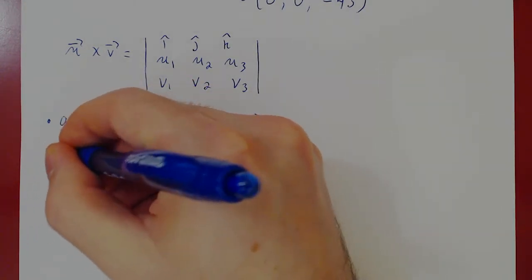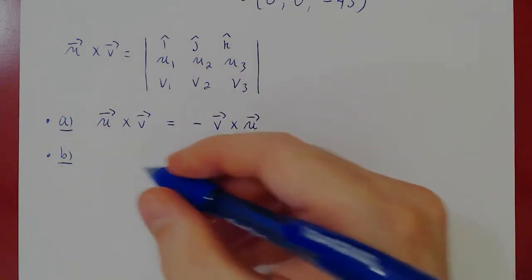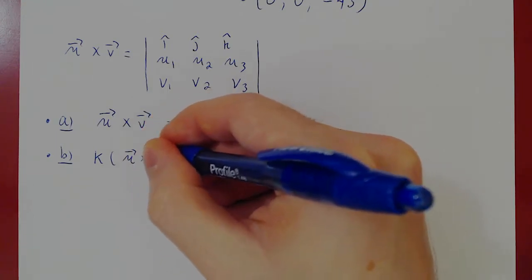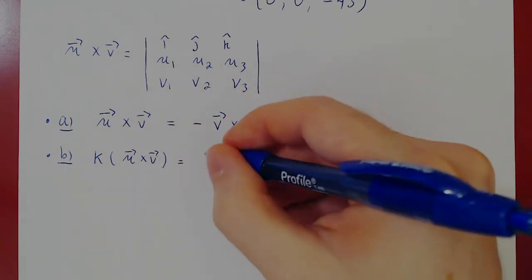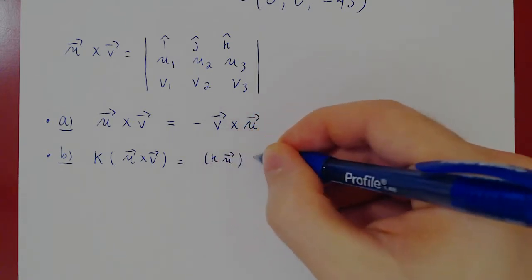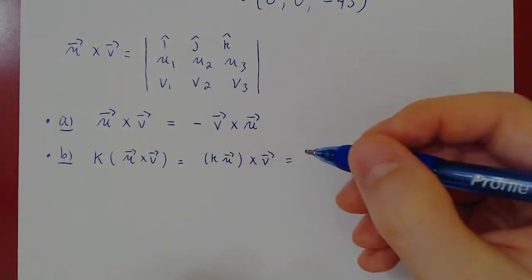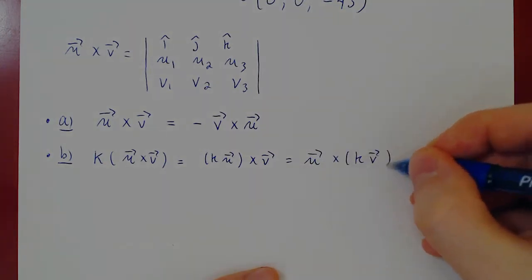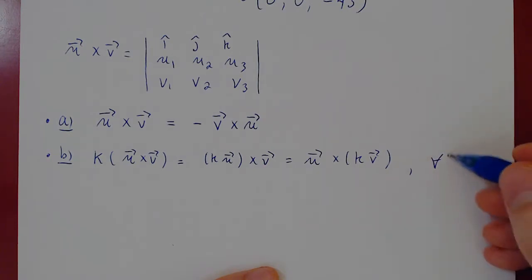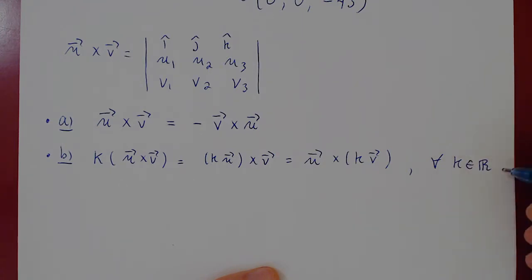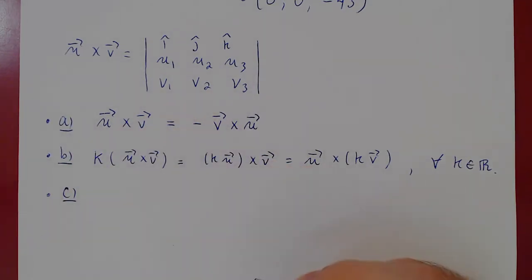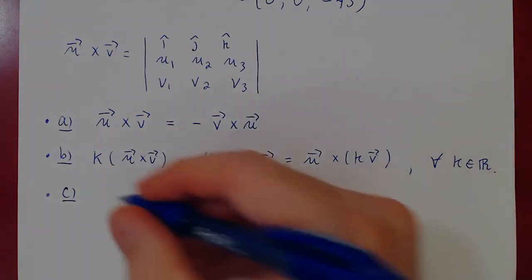Property B. What if we did k times the vector u cross v? Well, this would be the same as doing the vector ku cross the vector v, which would be the same as doing u cross the vector kv. And this is true for all k, where the inverted A symbol means for all real numbers k. A third property, property C: what if we cross a vector with itself?